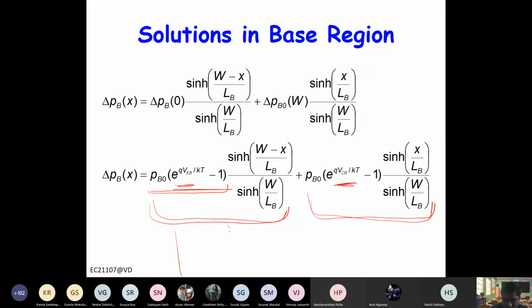Due to the first term, you will get a profile like this. This will be PB naught, and this will be PB naught only, so delta PB will be 0 here. And due to the second term, you will have a profile like this. At x equal to W, sinh by sinh will be 1. So this will be PB naught exponential Q VCB by KT, and this will be PB naught only.